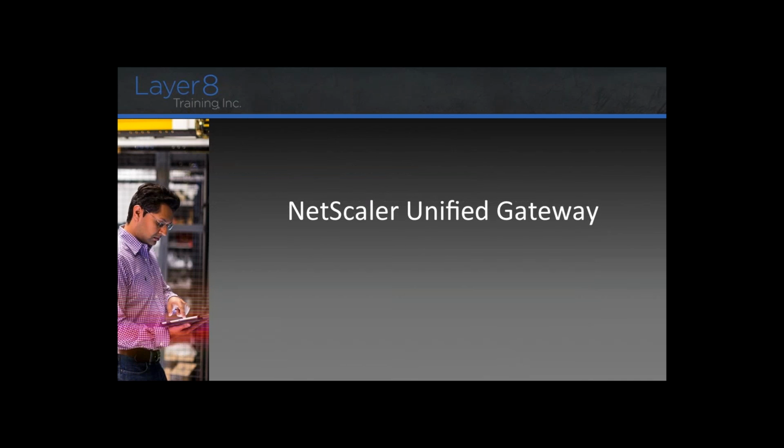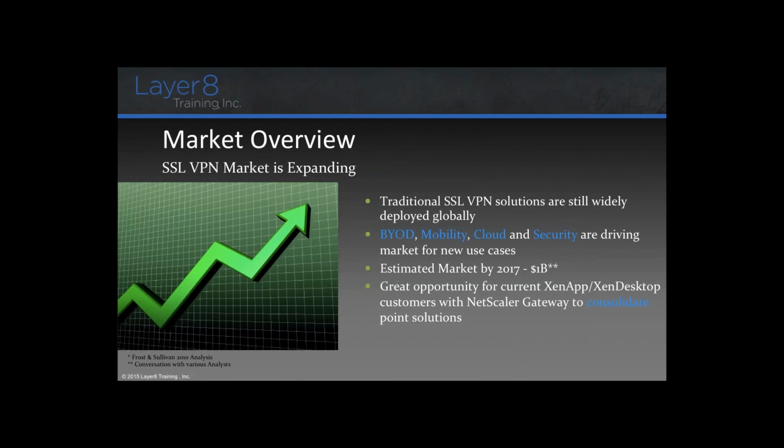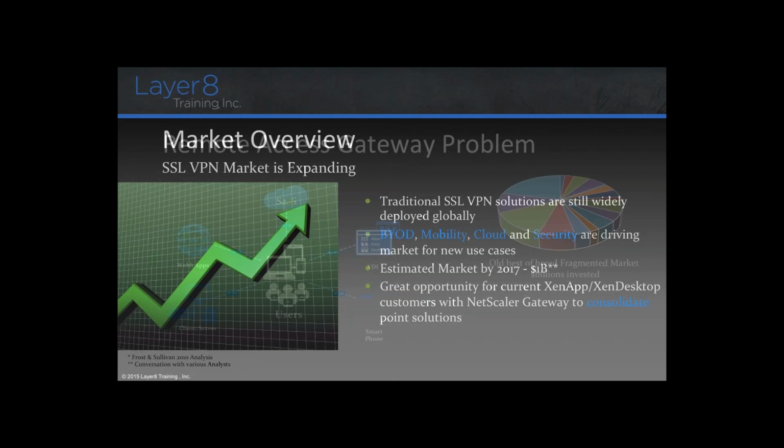And we've also picked up our new NetScaler Unified Gateway. So we're picking up a new methodology for working with our gateway. Of course, traditional VPNs are still widely deployed. Now we're starting to see more people coming in with BYOD, mobility, cloud, so we're starting to see some new use cases in the environment. So this is an up and coming market. We have this nice opportunity for any XenApp and desktop customers that have NetScaler Gateway to consolidate all of their point solutions using Unified Gateway.